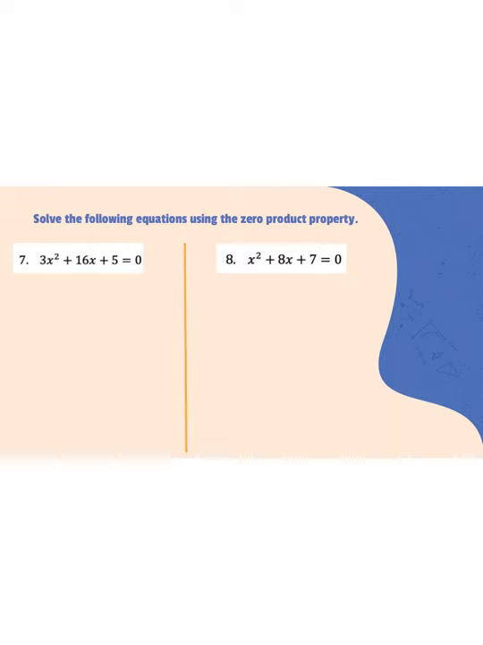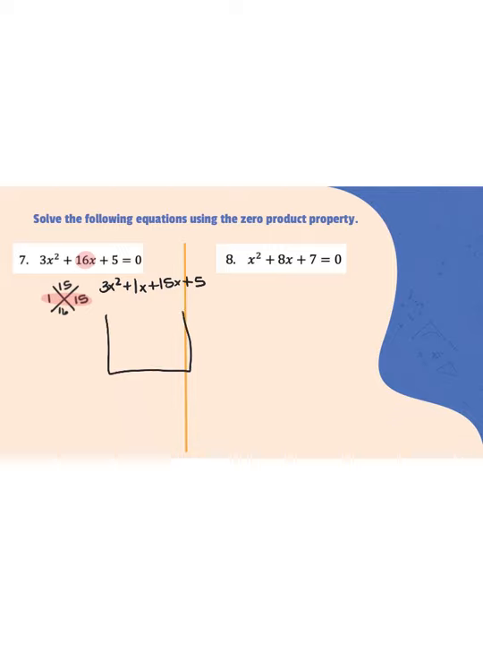Okay, number 7, we're going to continue on, starting with our a times c. So 3 times 5, that's going to be a 15. Then you need a 16 here. So I'm thinking all the factors of 15 that would add up to 16. Well, 1 and 15 are the only numbers that multiply to 15 but add to 16. I'm going to rewrite that and replace it with this. So I'm going to say 3x squared plus 1x plus 15x plus 5.